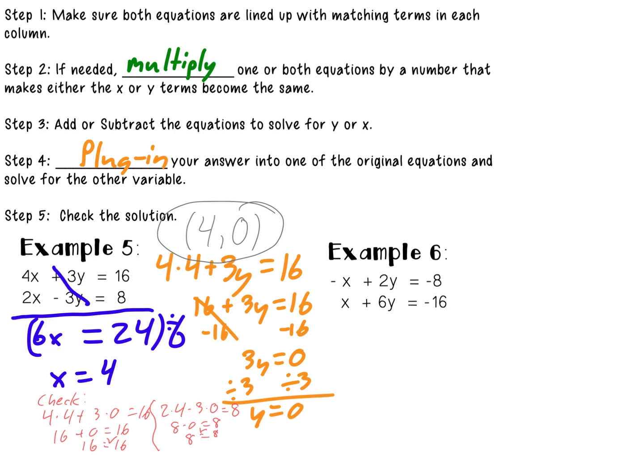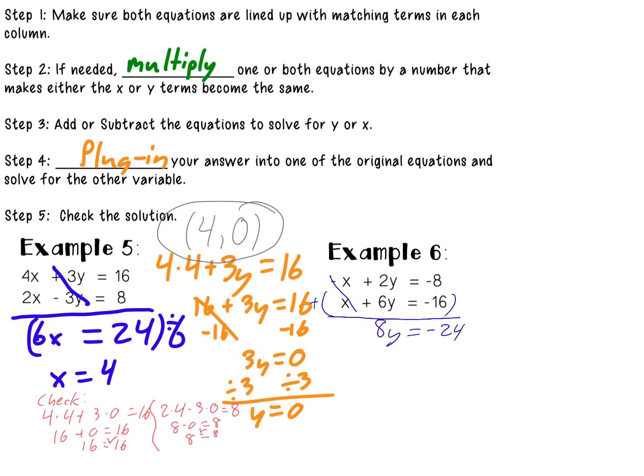In this example, we already have our x's lined up, our y's lined up, and our constants lined up. So step 1 is complete. Step 2, we actually don't need to multiply because we have this nice handy little positive x and negative x. So let's go ahead and do step 3, which is add or subtract to solve for y or x. This time our x's cancel out and we are left with 8y is equal to negative 24.